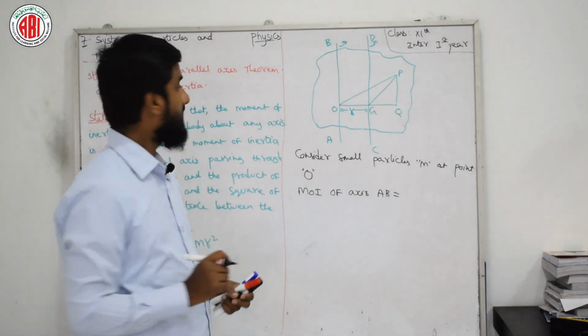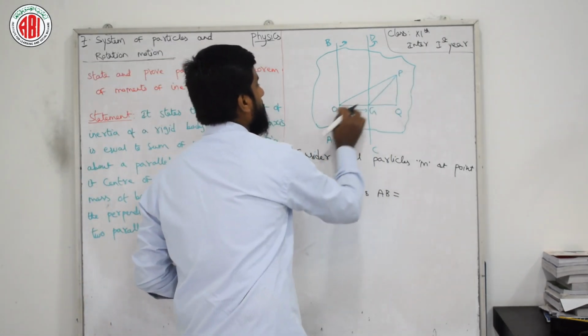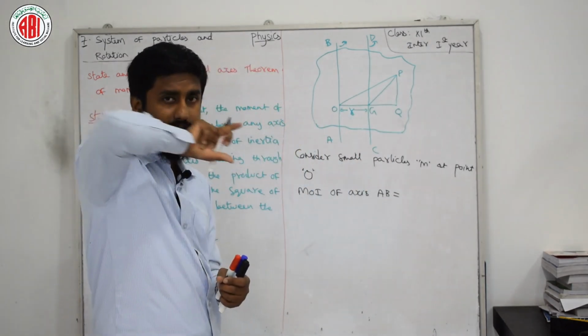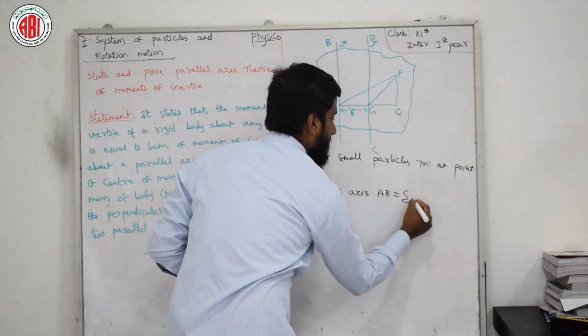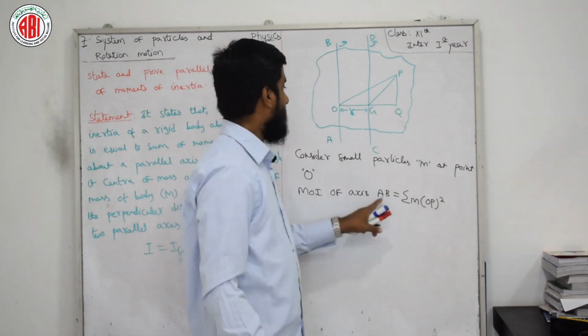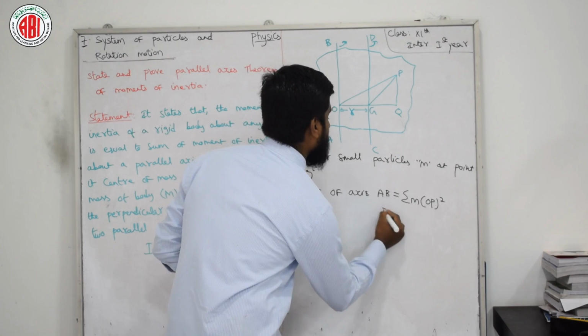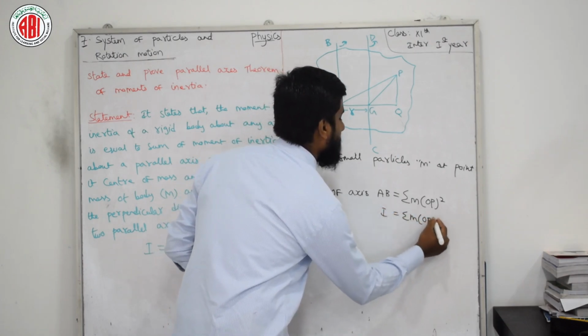Here we can say that it is rotating like this, from OP to PO. So I can take sigma m, which is the mass, times OP square. Here, the moment of inertia of the axis AB is equal to sigma small m OP square.